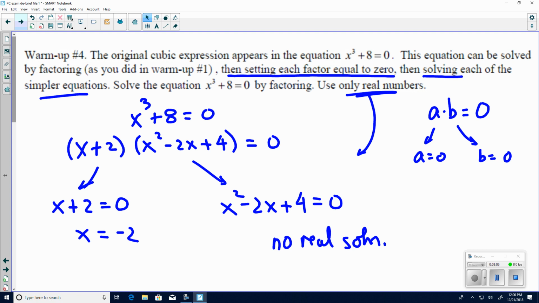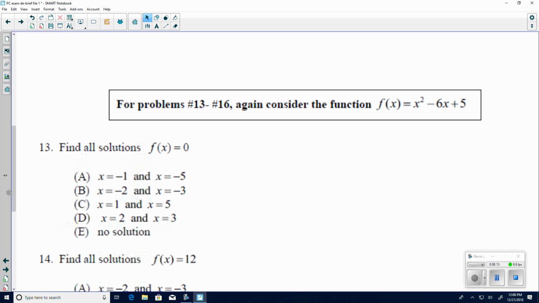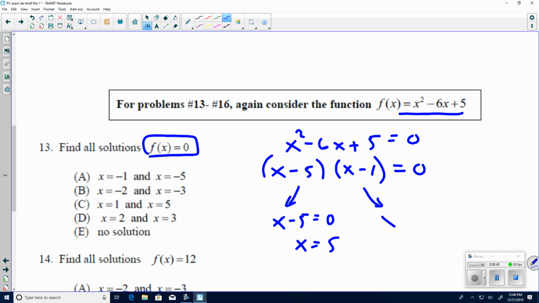The idea of setting factors equal to 0 is important. This was a problem later in the exam where you had to solve this equation, f of x is 0, and there's the f. And so we have x squared minus 6x plus 5 is equal to 0. Factors very nicely. x minus 5 times x minus 1 is 0. And so each factor, x minus 5 equals 0, x is 5. Or x minus 1 is equal to 0, x is 1.